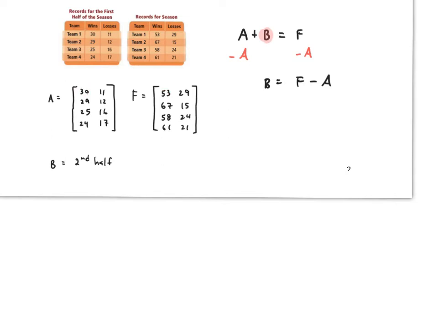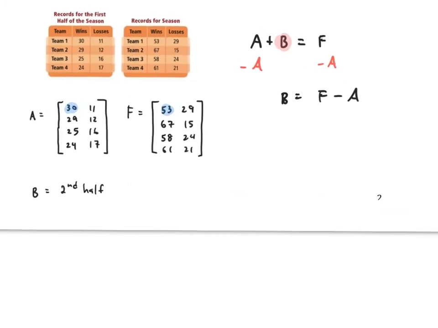F minus A. Now I'm not going to write all these again inside there because I can do that part in my head. 53 minus, so if we just go by corresponding elements, 53 minus 30, there, we get this. B is equal to, and we get 23.